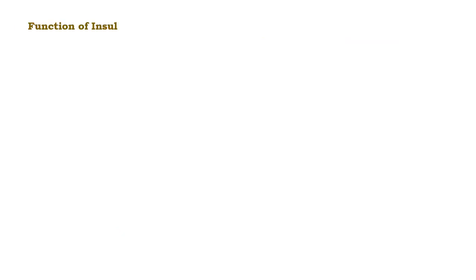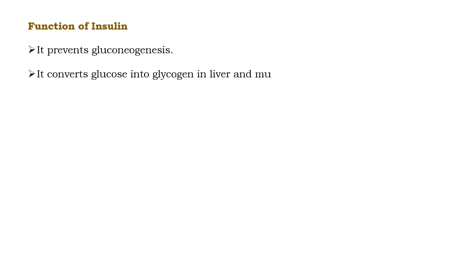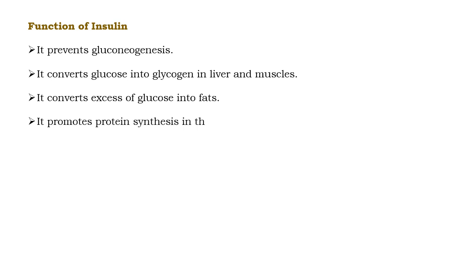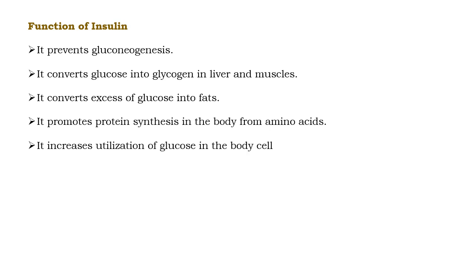Functions of insulin. It prevents gluconeogenesis. It converts glucose into glycogen in the liver and muscles. It converts excess glucose into fats. It promotes protein synthesis in the body from amino acids. It increases utilization of glucose in the body's cells.